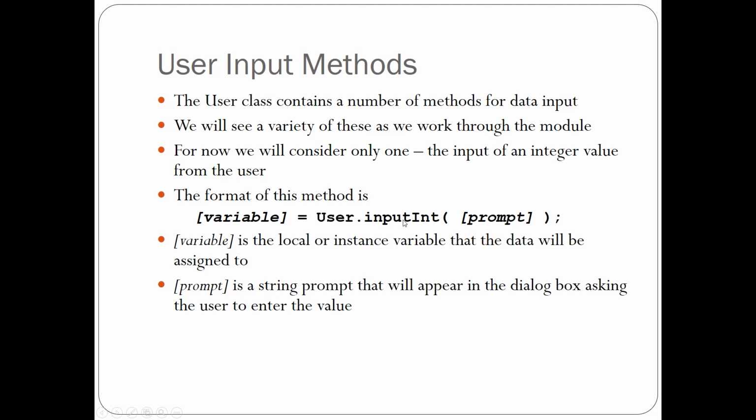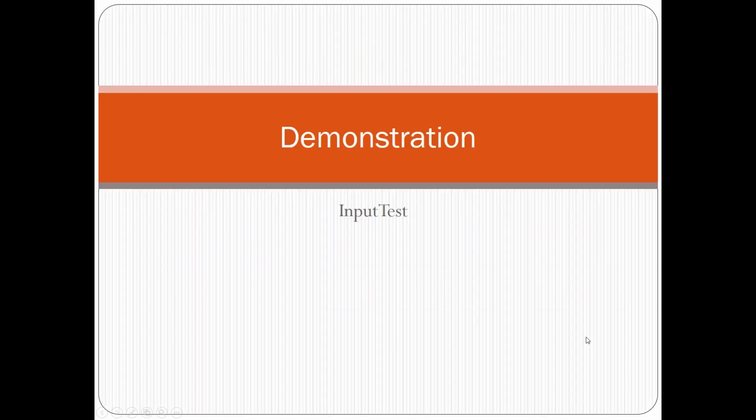The way it works is that you have a command, user.inputInt. Don't forget you'll have to include the user class as part of your project. The prompt in this bit is basically a string: please input your age, or please input a number. And the value that you type in will be stored in a variable. So we type something in using user.inputInt and we store it in a variable. Okay, let's have a look at a really basic example of that.